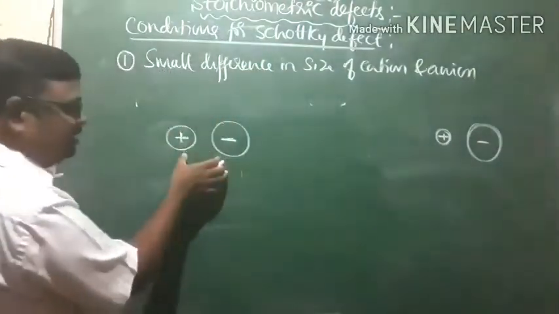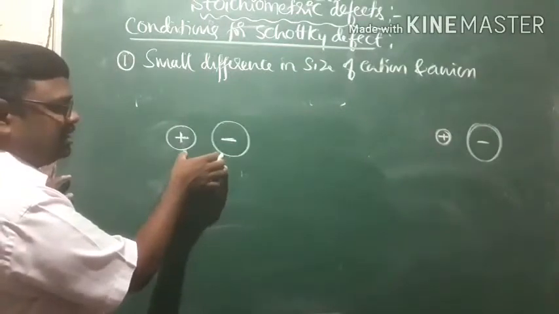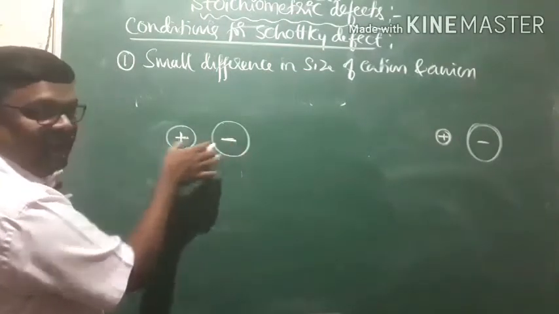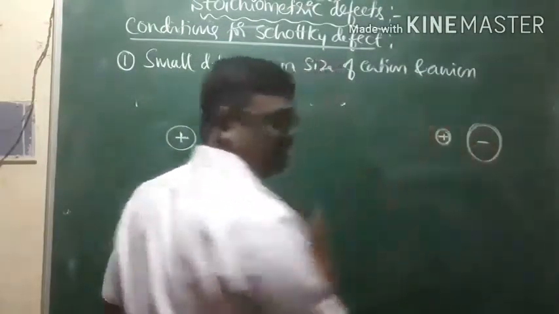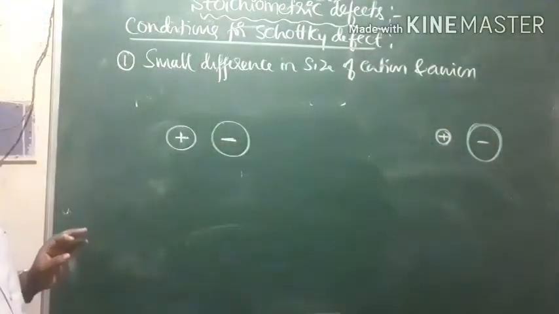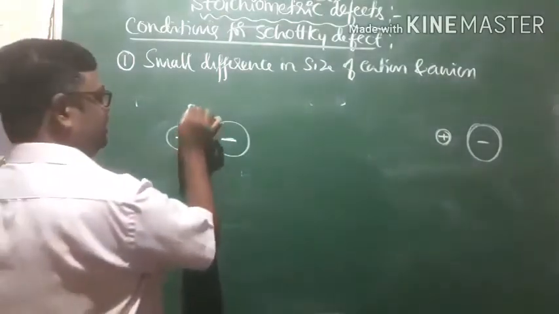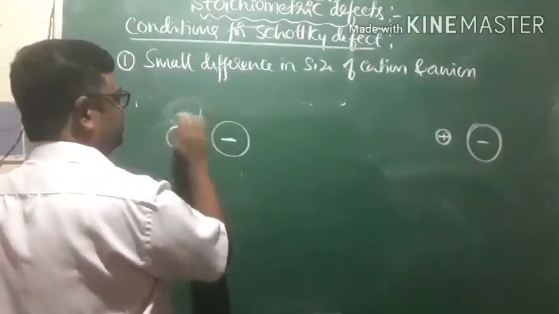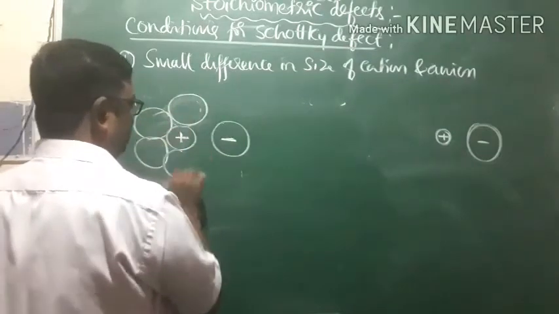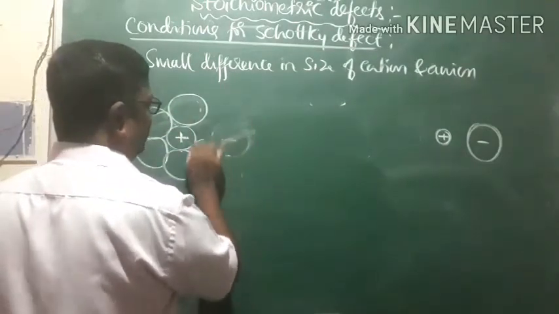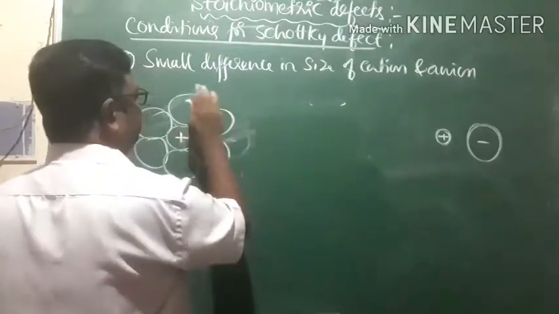But here, there is a small difference in the size of the cation and anion, whereas here, there is a large difference in the size of the cation and anion. Because of that, look at this. Just observe the number of anions around this particular cation.